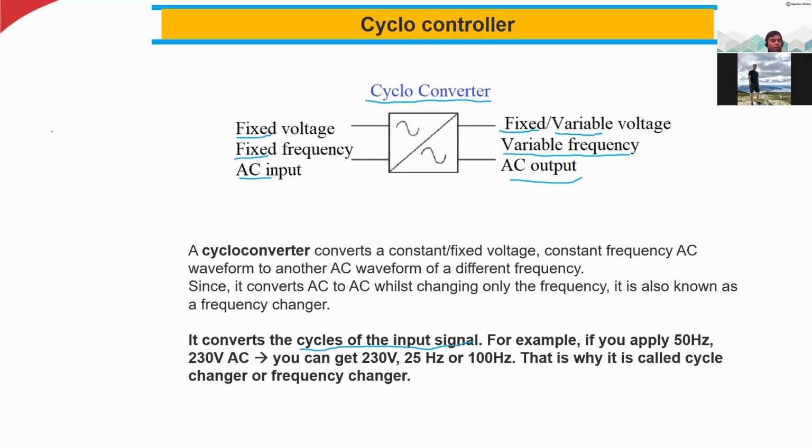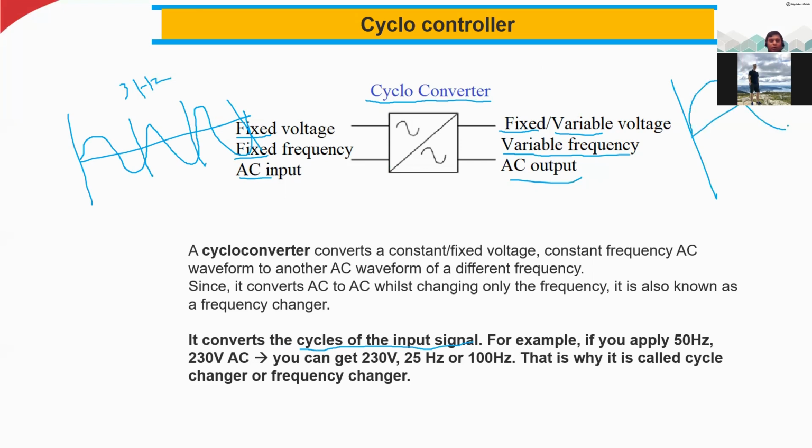So for example, you apply here... Now I apply... how many hertz now? I have 1 cycle, 2 cycles, 3 cycles. So I have 3 hertz at the input. At the output, if I want to get just 1 hertz, I can get that. Or at the output, if I want to have 4 hertz or 6 hertz, it's also possible.